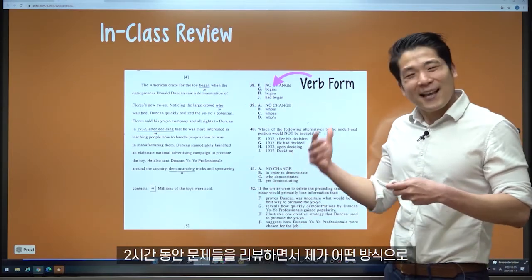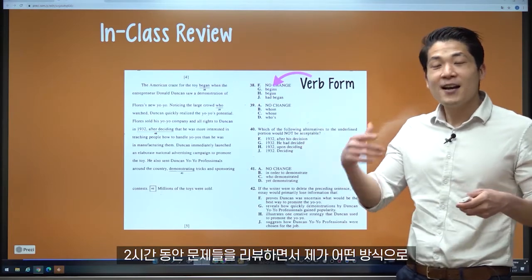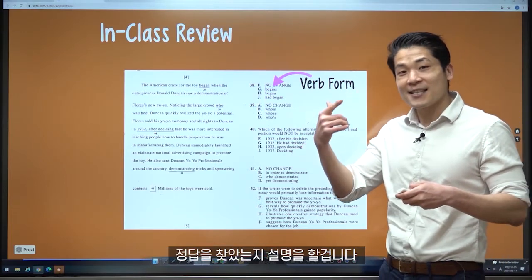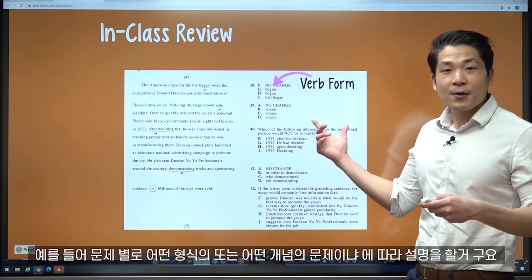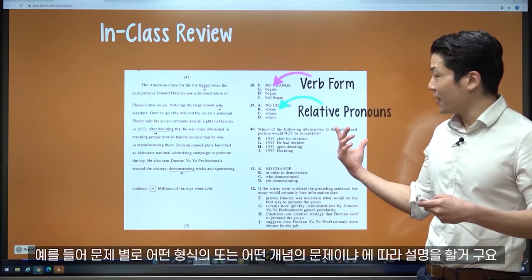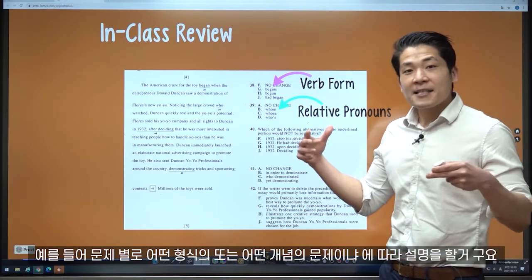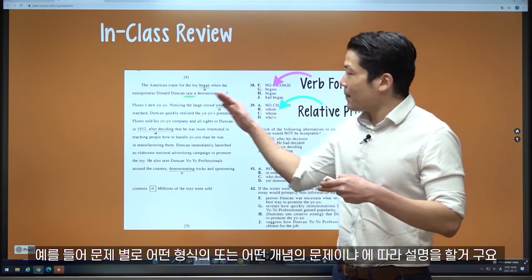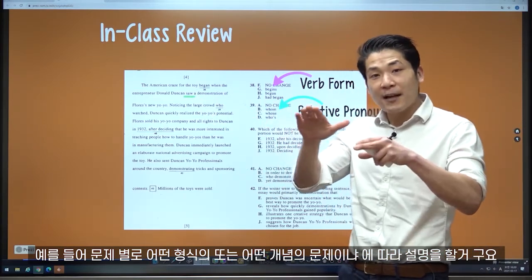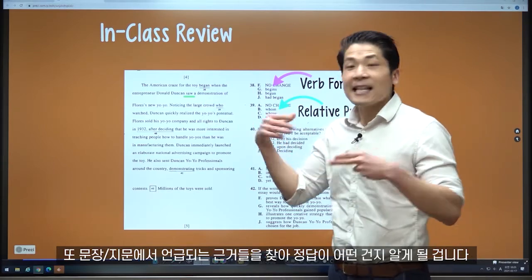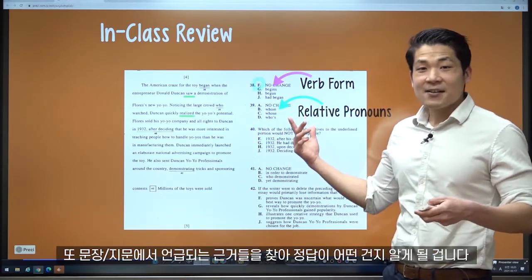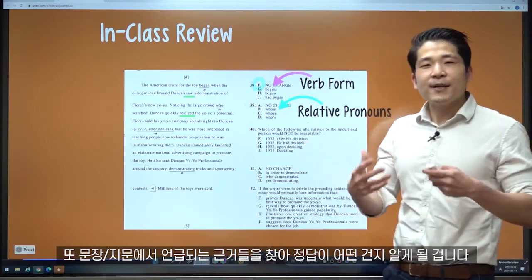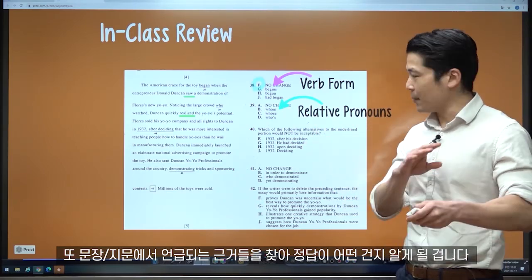So when I explain a question that you got wrong, I'll take you through my thought process. First, recognizing what type of question it is, what concept they're testing you on, as well as looking at the context or the surrounding clues in the sentence that help you identify what the correct answer is. So that's what we'll be doing for 2 hours when you'll be working with me.